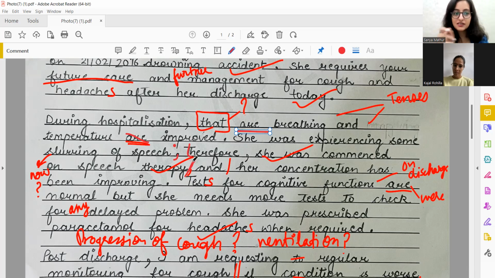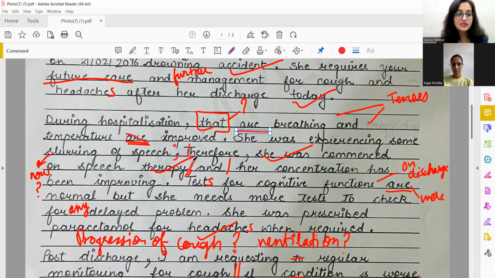So see, she was experiencing some slurring of speech. Therefore, she was commenced on speech therapy. But as I said, I think instead of writing this, you could tell the current scenario that her slurring of speech has been improving, and we have already made some appointments with the speech therapist. So immediately you are giving an update. So some repetition can be avoided.